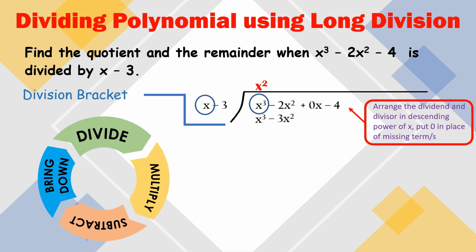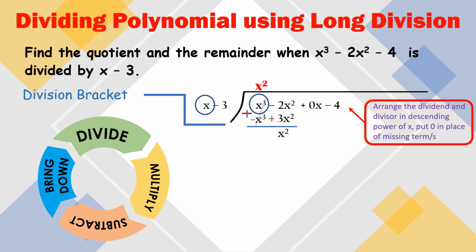Then after multiply, we subtract. We simply subtract these terms. Since we are subtracting terms of a polynomial, when you subtract the terms, we have to change the sign of the subtrahend and proceed to addition. So now we add these terms. x cubed plus negative x cubed is 0, so you simply cancel those terms. The negative 2x squared plus positive 3x squared will give you x squared.